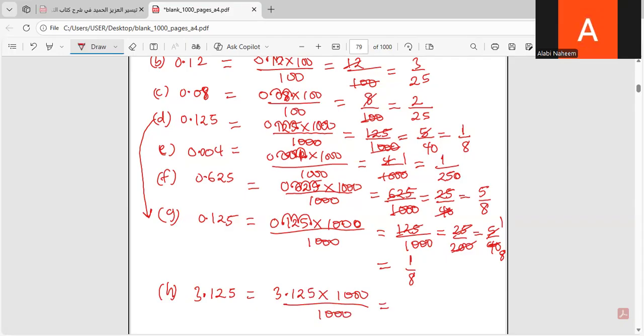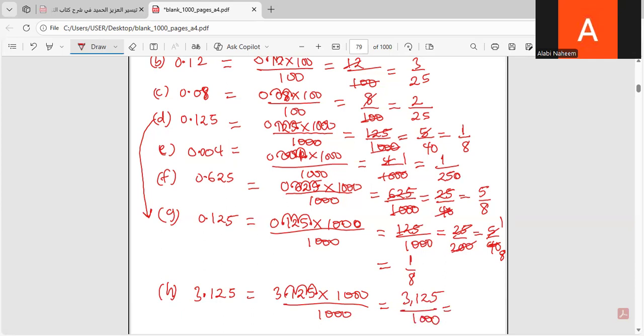This is now equal to, so I'm multiplying by 1000. That's 3 zeros. Move the decimal point to the right 3 times. 1, 2, 3. It is now here. It's now a whole number. We now have 3125 divided by what? 1000.